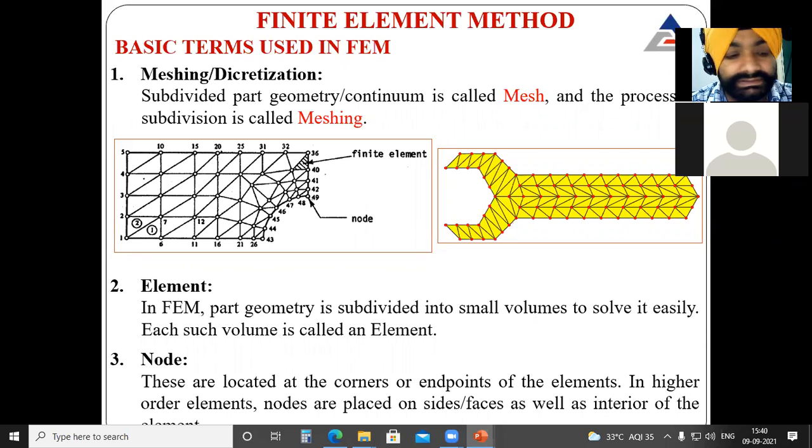So we are done with the meshing and the element. Now node. Now you can see this diagram. The corner points of this mesh are called nodes. These are located at the corners or endpoints of an element. In order, elements or nodes are placed at sides and faces as well as in the interior of the particular element. So a node can lie inside and it can lie outside. This is also a node, this is also a node. These dots are also nodes of this particular mesh that is being generated.